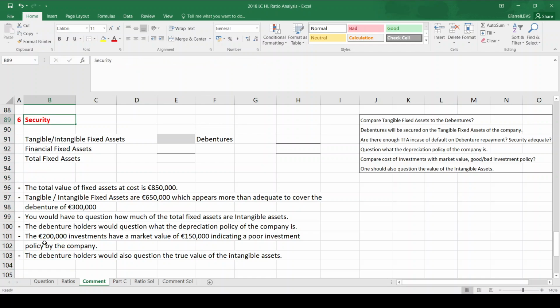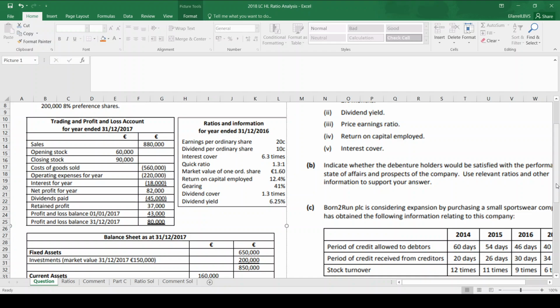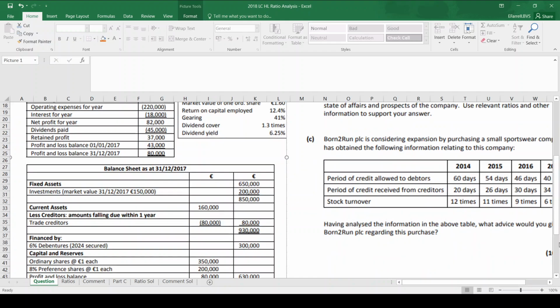So security, what are we trying to do here? In the question, we're looking at it from the point of view of the debenture holders. The debenture holders have given a loan to this company, a loan of 300,000. It's now 2017 in the balance sheet, and this has to be paid back in 2024. The loan has to be paid back and the interest has to be paid each year also. So what we want to see is the company getting ready to do that.